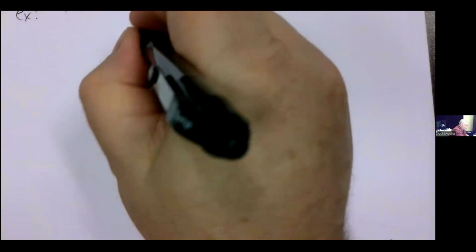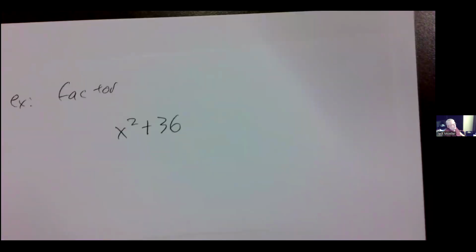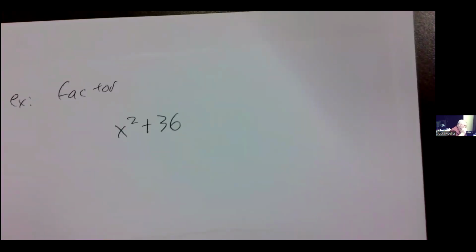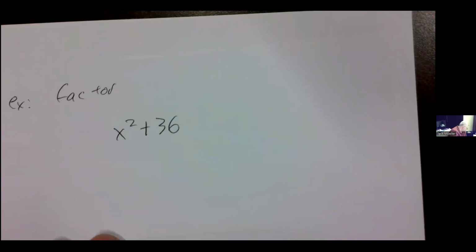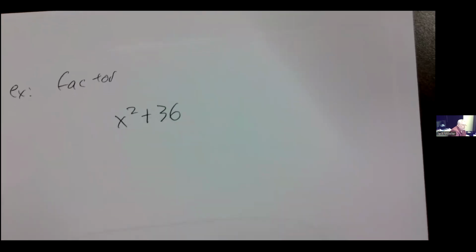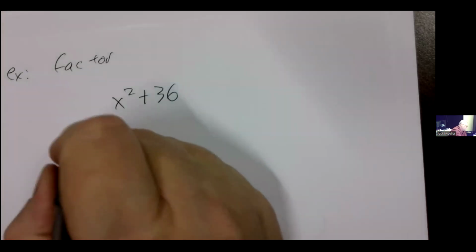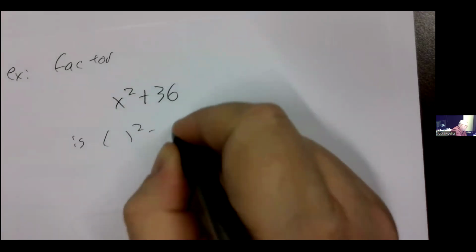All right, I have one last problem to look at here before we do MATLAB. This is not on the page. Let's factor x squared minus, or plus, sorry, 36. How are we going to factor it? Well, it's a binomial, so we're not using factor by grouping or trinomial methods. There's no GCF. So is this something squared minus something squared?